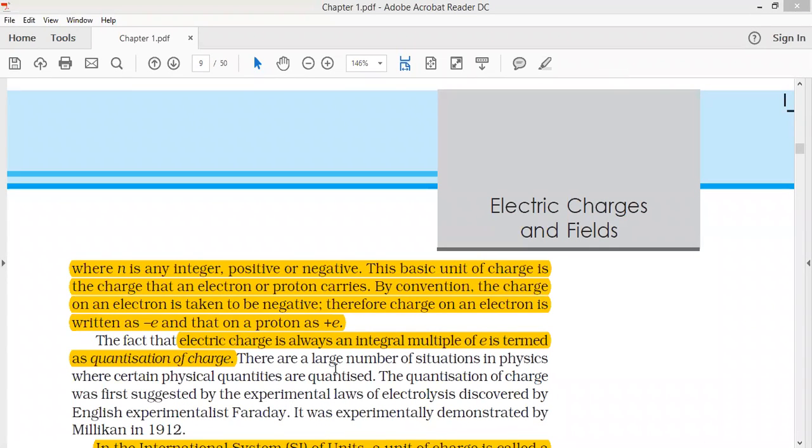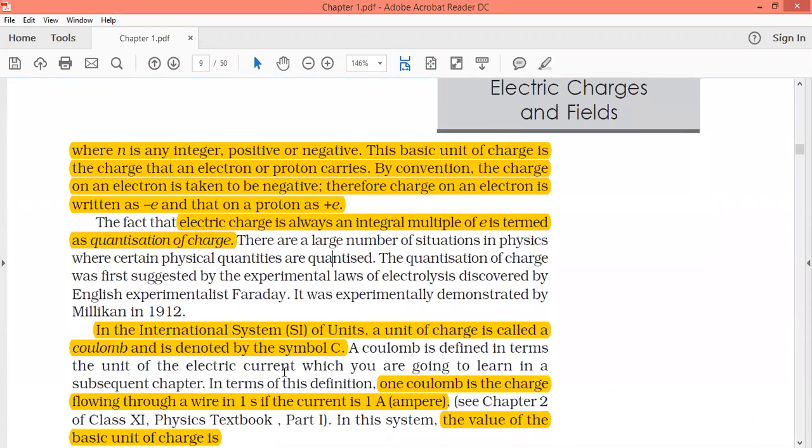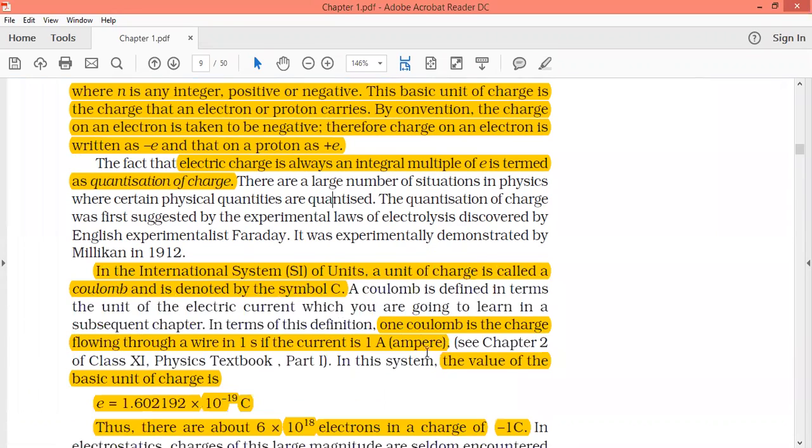In international system SI units, the unit of charge is called coulomb, denoted by C. What is the meaning of coulomb? 1 coulomb is the charge going through a wire in 1 second if the current is 1 ampere. The charge flowing through a wire in 1 second if the current is 1 ampere is called 1 coulomb.